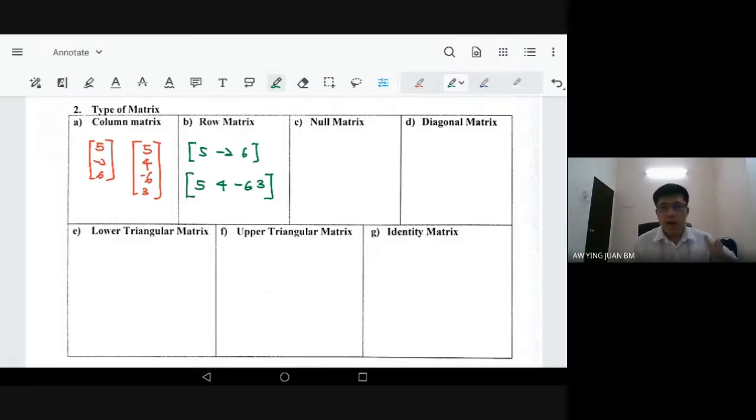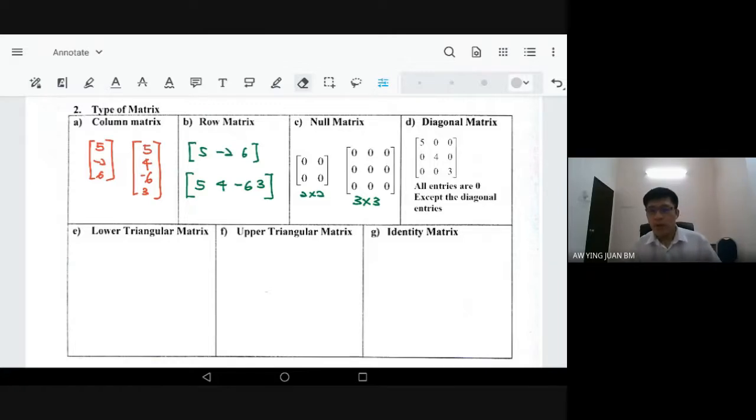Continue, we have null matrix. Anda boleh rujuk, null matrix ini adalah 2 by 2 punya null matrix. Ini adalah 3 by 3 punya null matrix. Seterusnya kita ada diagonal matrix. Boleh rujuk diagonal matrix. Kita ada 3 by 3 diagonal matrix.